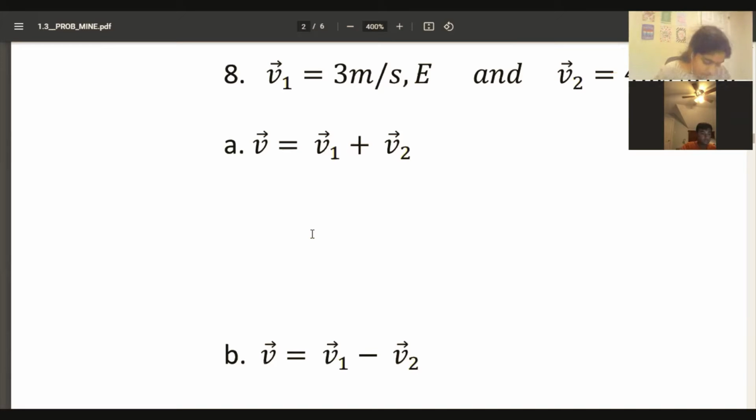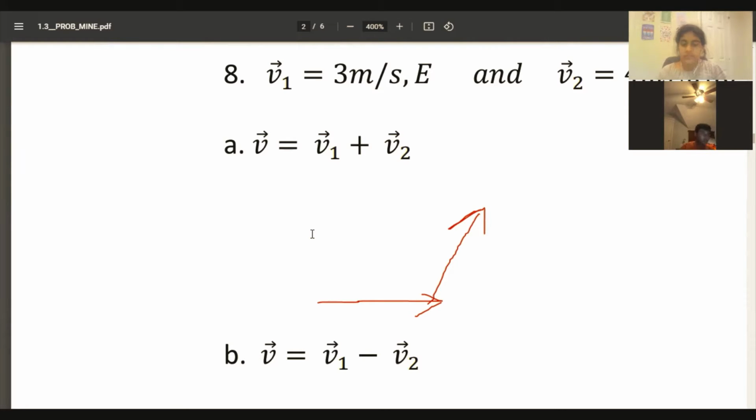Okay, so we know V1 looks like this, and it's pointing towards the east direction. And to use the head-tail method, we want to attach the bottom part, or the tail of V2 to the head of V1. So we know V2 is going to have an angle, and I'm just going to attach it like that, so that the heads and the tails of both are joining together.